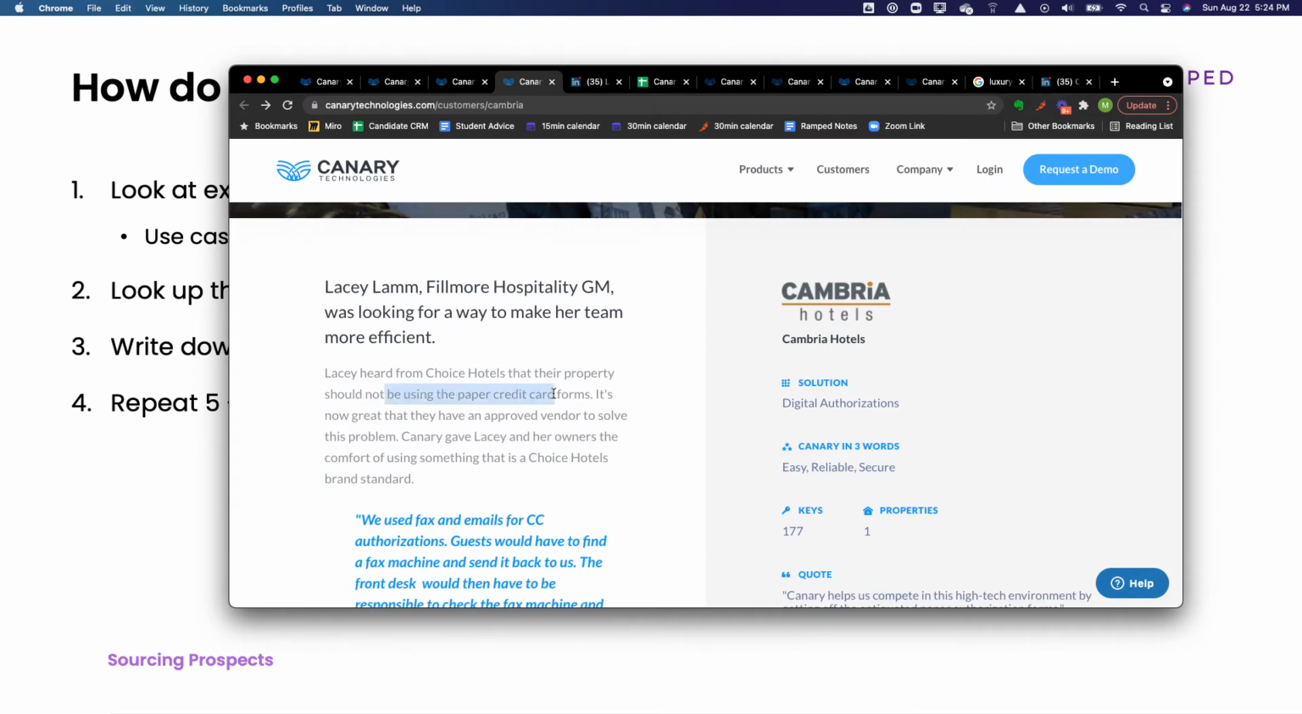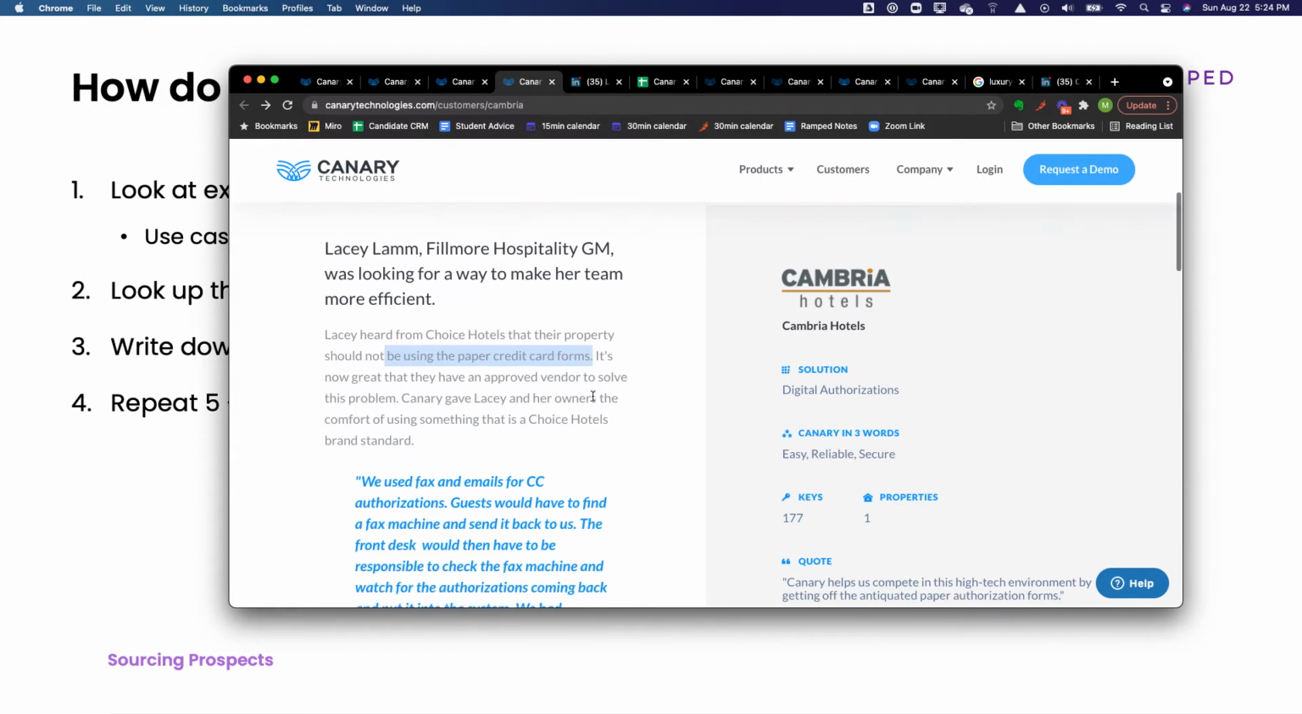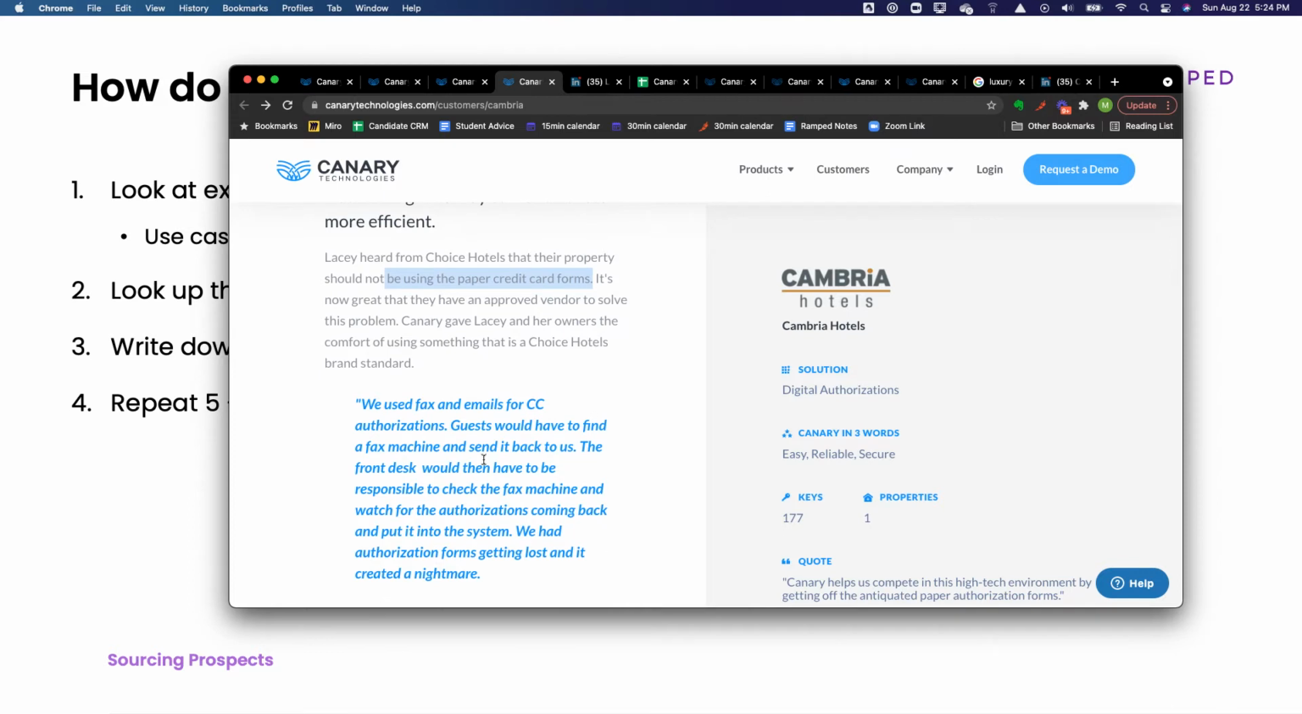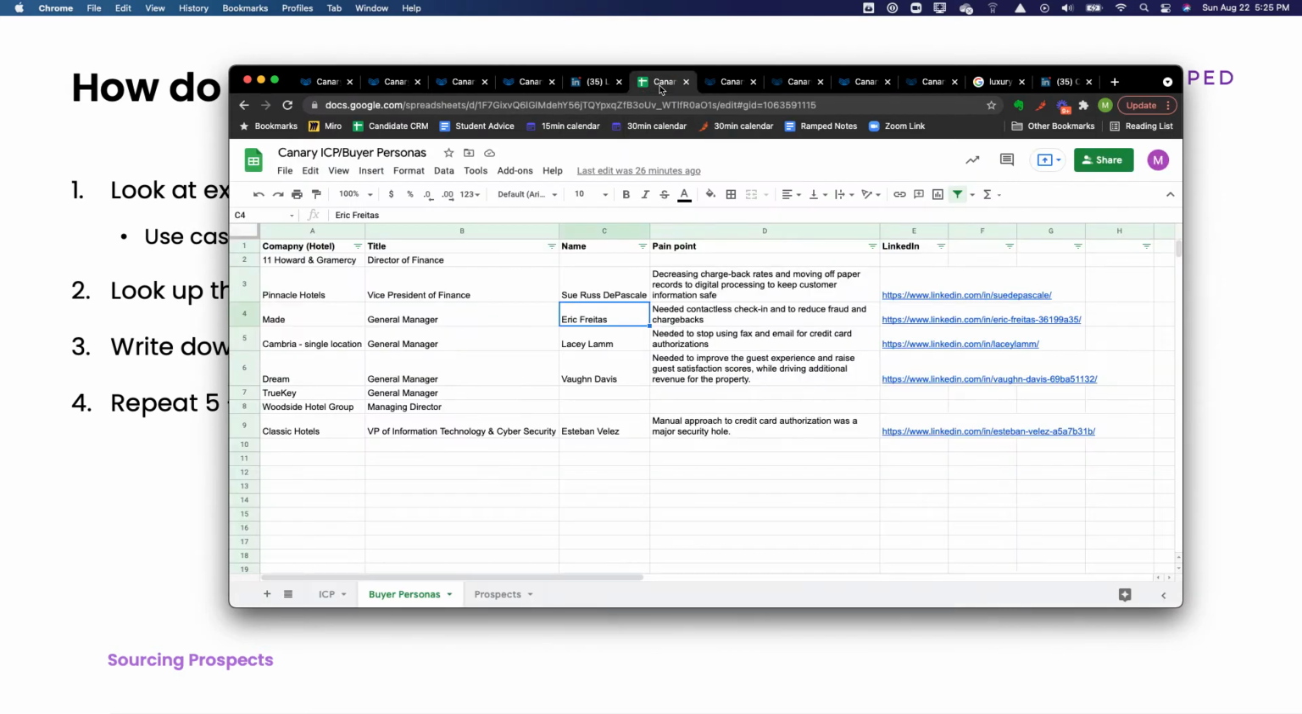Looks like they were using paper as well to get these credit card forms over, and they've probably been able to streamline that. They were using fax and emails for credit card authorization. So in addition to mobile check-in, it looks like this credit card authorization is a big piece of what Canary does. What I'm doing is just trying to keep track of some of this in my head really quickly, and then I'm going to start to dig in. So let's do that now. What we would do is flip over to our spreadsheet, just like we did for ICPs, and create a buyer personas spreadsheet here.